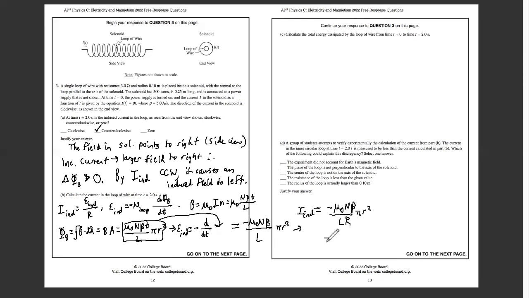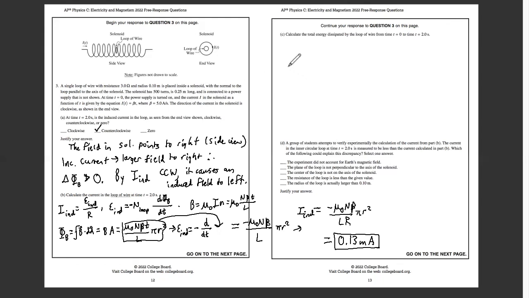If you go ahead and plug in all of the values that you are given, you are going to end up with a value of 0.13 milliamps. And so that is going to be the induced current in the loop of wire at time t equal to 2 seconds. All right, so for part C, calculate the total energy dissipated by the loop of wire.